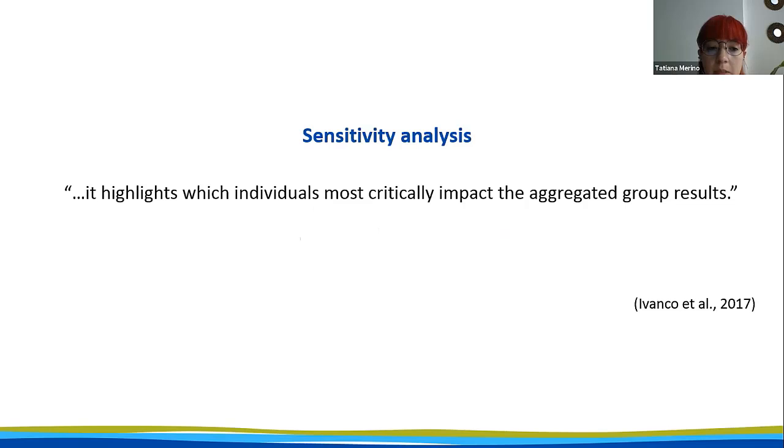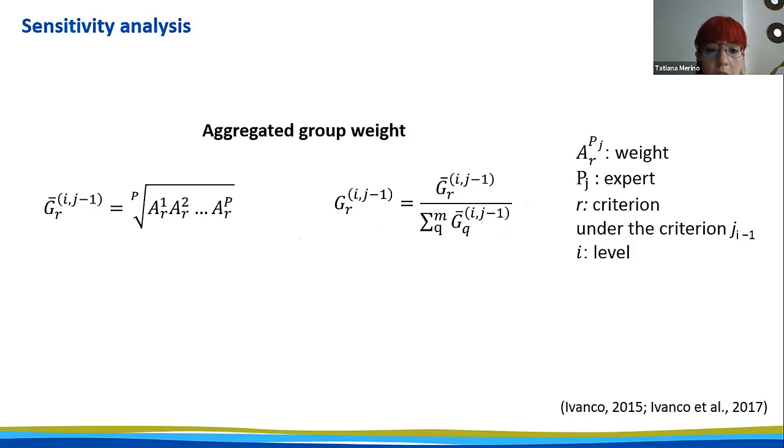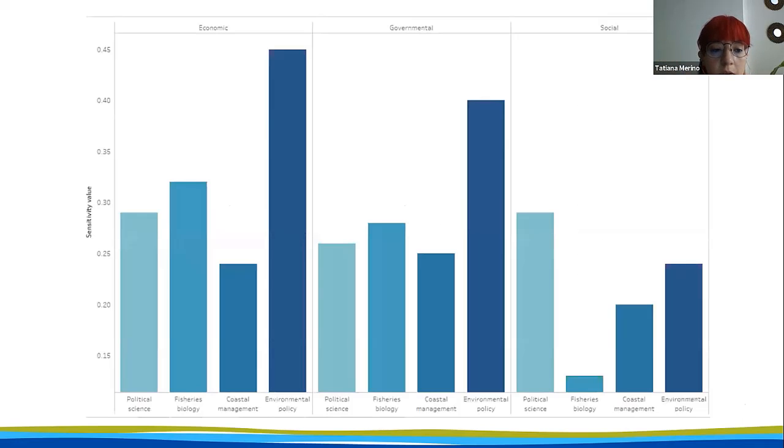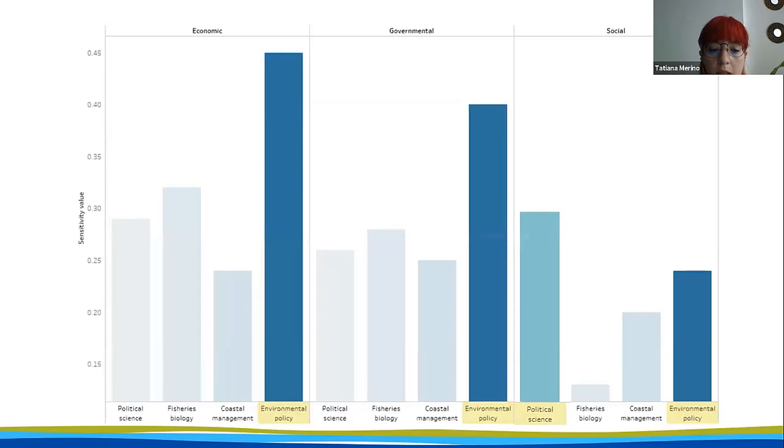We performed a sensitivity analysis that highlights which individual most critically impacts the aggregated group results, following Ivanko and collaborators. We obtained the aggregated group weights, and we made perturbations on each element of each pairwise comparison matrix of each expert, with a perturbation value of 1%. So here are the results. As you can see, it differs for each criterion.